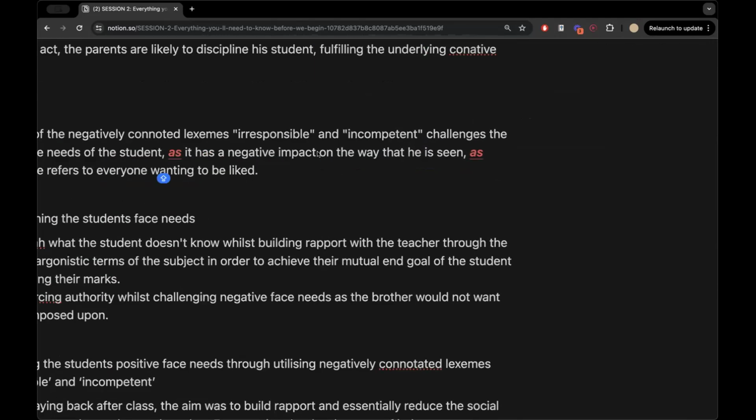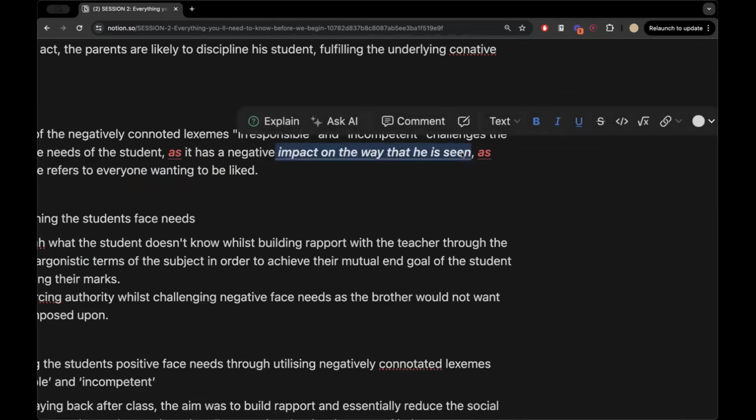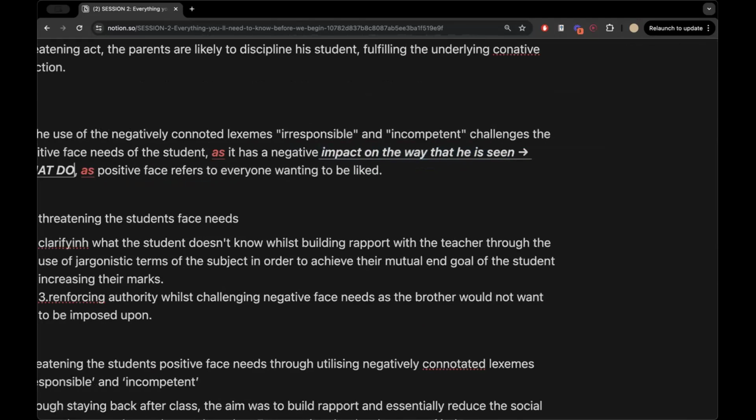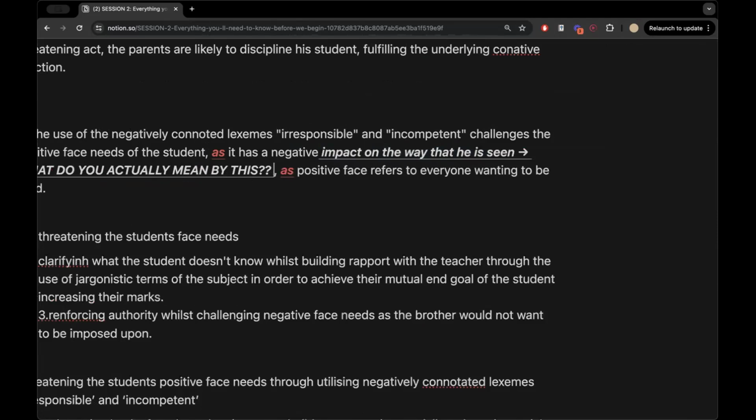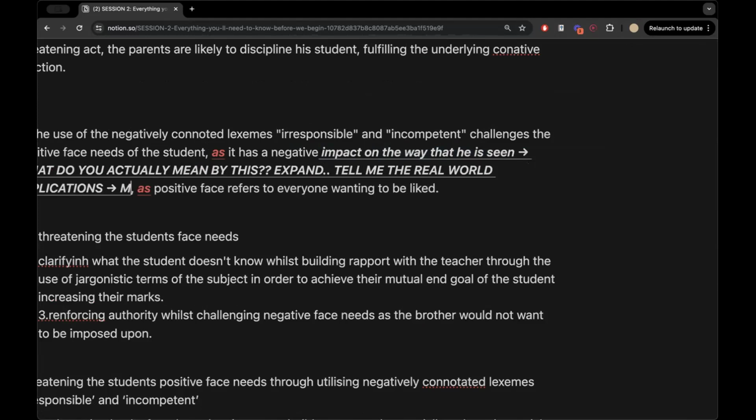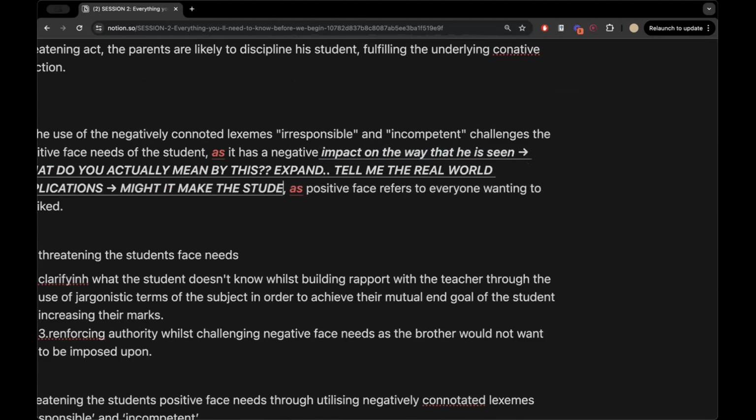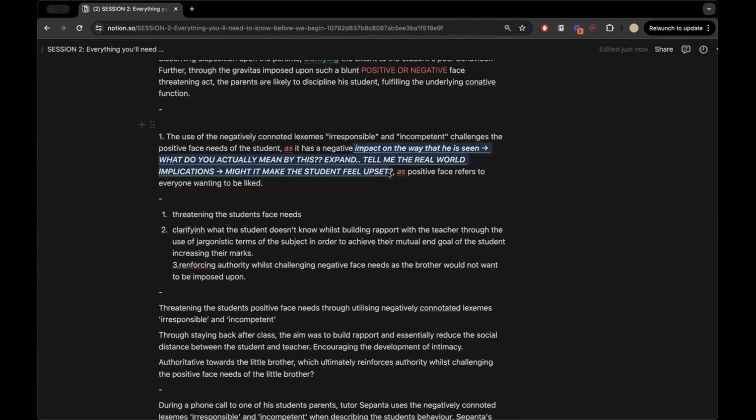Negative, irresponsible, yes, positive face needs. But this is also vague. Impact on the way that he is seen. What does this even mean? What do you actually mean by this, right? Expand. Tell me the real world implications, right? Might it make the student feel upset, right? So, take me to that next level of information.